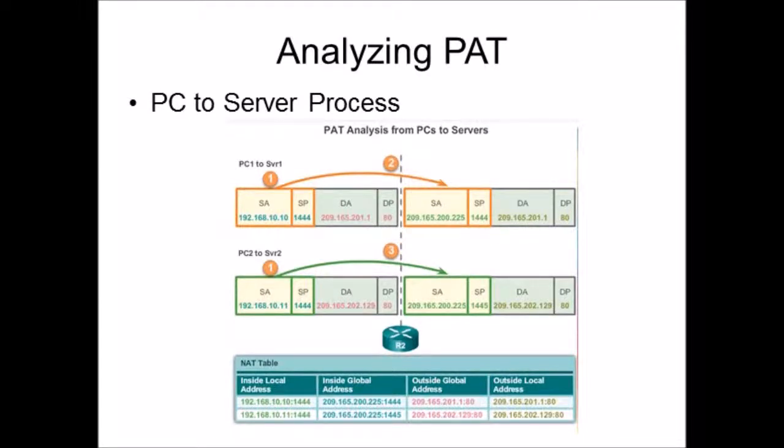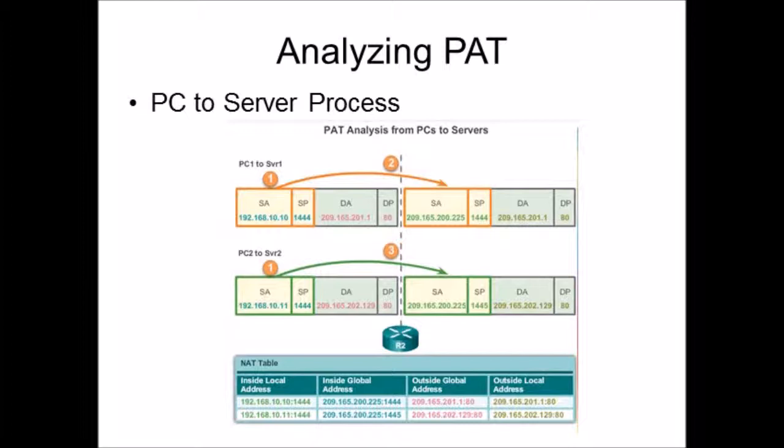Analyzing PAT. The process of NAT overload is the same whether a pool of addresses is used or a single address is used. PC to server process. In this example, both PC1 and PC2 are sending packets to server 1 and server 2. The packet from PC1 reaches Router 2 first. Using PAT, Router 2 modifies the source IPv4 address to 209.165.200.225. There are no other devices in the NAT table using port 1444, so PAT maintains the same port number.